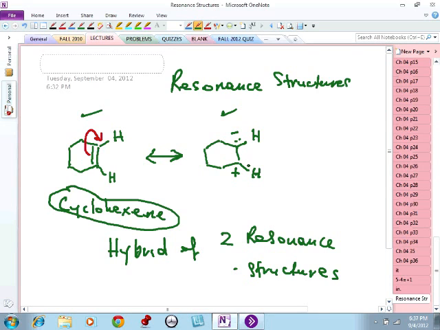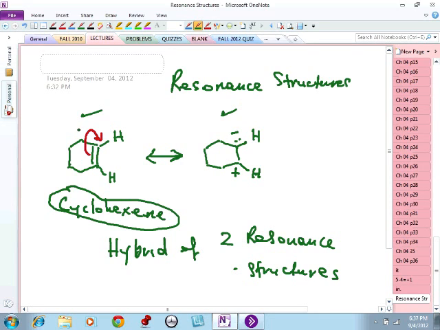It's almost like when we say you are a hybrid of your parents. Sometimes I see you, I will see your dad. Sometimes I see you, I see your mom. It isn't to say that you are either your mom or your dad. It's just simply to say that you are a hybrid of both of them. So what we are saying here is we really do not know the exact structure of cyclohexene. But cyclohexene behaves as though it is this molecule here, or it is this molecule. That's what we're saying.